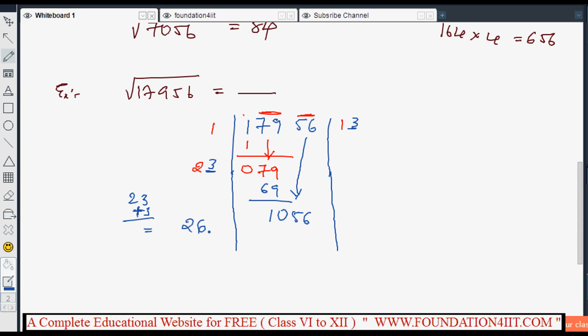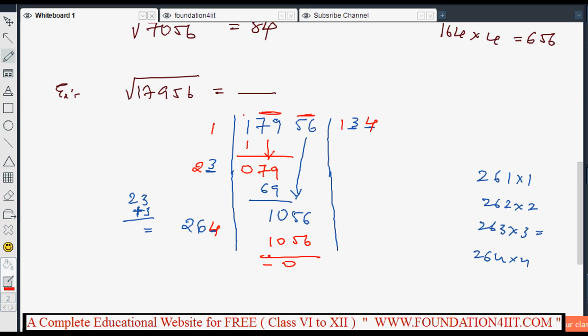Now 26, the next number should be filled. 26 is just what you came up with: 1 into 1, you keep. 26, 2 into 2. 26, 3 into 3. The same number should come. If you keep on, if you do 264, 4 into 4, you'll get the answer for exactly 4. 264 4s are 1056. 0 if you subtract.